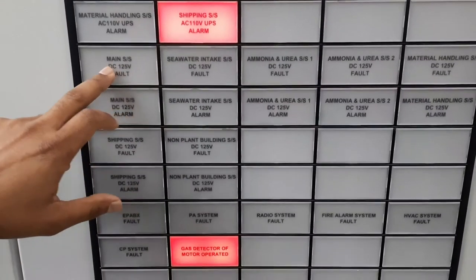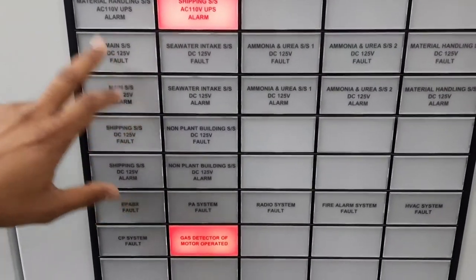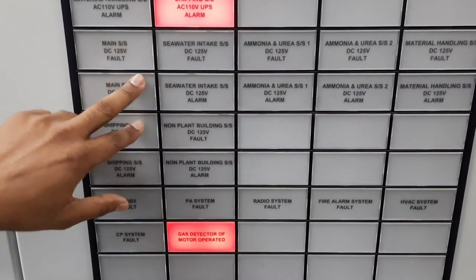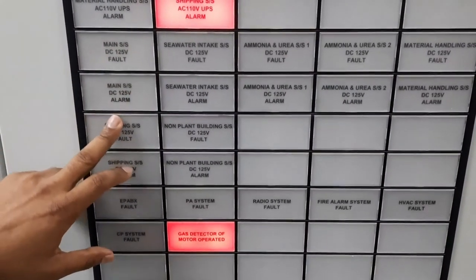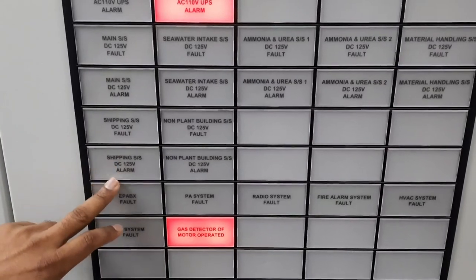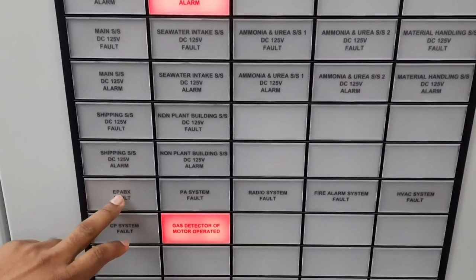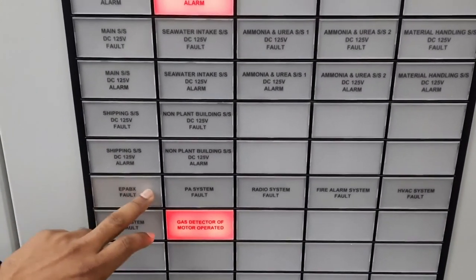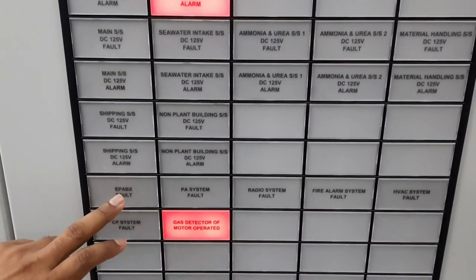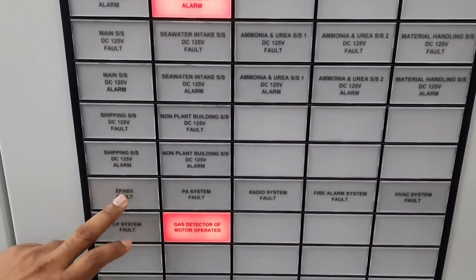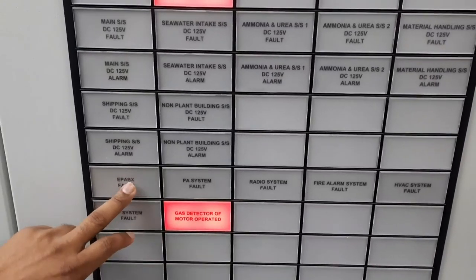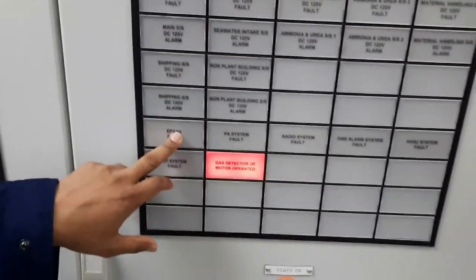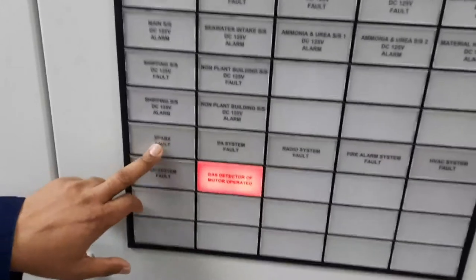This is main substation DC. DC voltage means direct current. Voltage has two types, AC and DC. AC means alternating current, DC means direct current. Okay, shipping. This is EPABX. What is the meaning of it? Electronic private automatic branch exchange. Yes, that means if there is a telephone or some problem, that time alarm comes here.